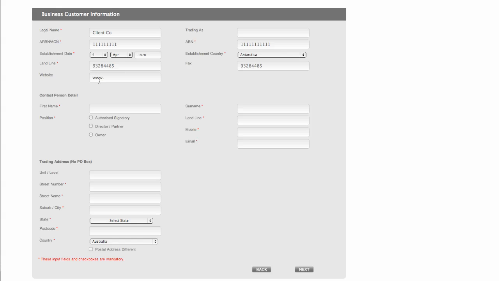Bearing in mind that they will only have to do this the first time they do a customer agreement with the client. They provide the contact details of themselves. Importantly, they provide their mobile, which is going to be used for the SMS confirmation later in the process. They provide details of their trading address.